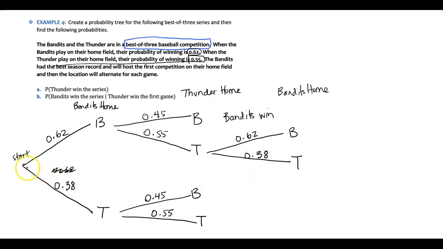In that next scenario, Thunder wins the first game, Bandits win the second game. It does go on to a third game. Remember, the Bandits are still considered home field, so still 0.62 probability for Bandits and 0.38 probability for the Thunder. In that bottom scenario of 0.38, of the Thunder winning the first game and the Thunder winning the second game, here the Thunder have already won, and there's no game 3 needed.